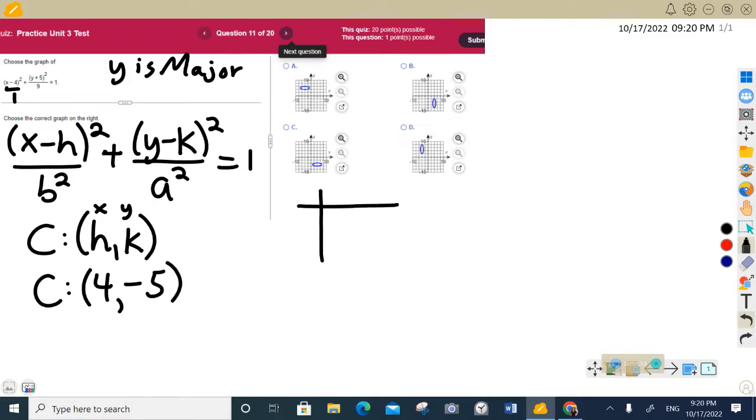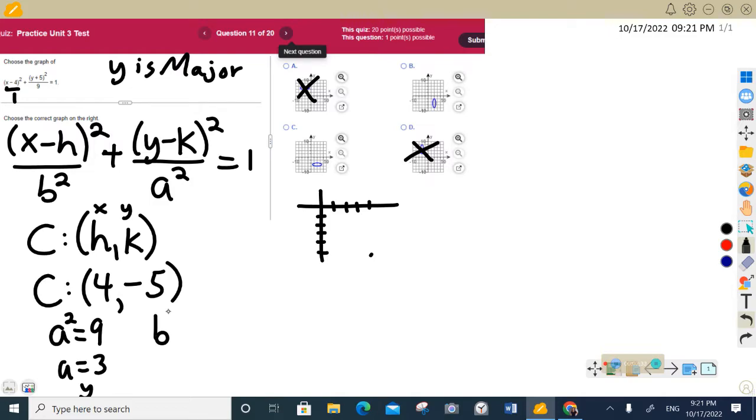So just from that, 1, 2, 3, 4, 1, 2, 3, 4, 5. Our center should be down here. And y is the major axis. So first of all, I know this is not the center. This is not the center. It looks like B and C both have a center of 4, negative 5. But we need to go, A is the distance from the center to the vertex in the major direction. So A is the square root of 9 because A squared was 9. So A is going to be 3. And that's going to be in the y direction because y is the major axis.